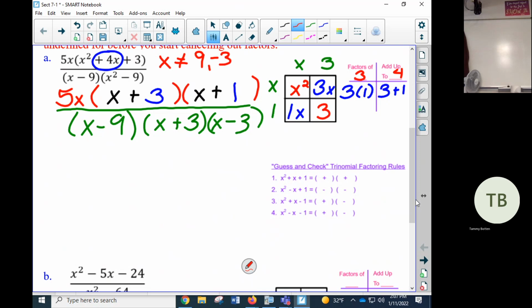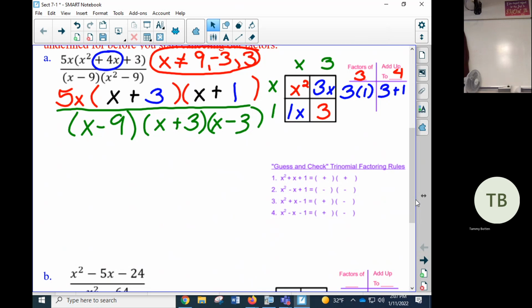And what x would give me a 0 here? 3. So this is part of our answer, okay? Now, once I have that done, I can go and start to cross out anything that's on the top and the bottom. So do you see how I have an x plus 3 and an x plus 3? Those cross out. Do you see anything else that's both on top and the bottom? No.